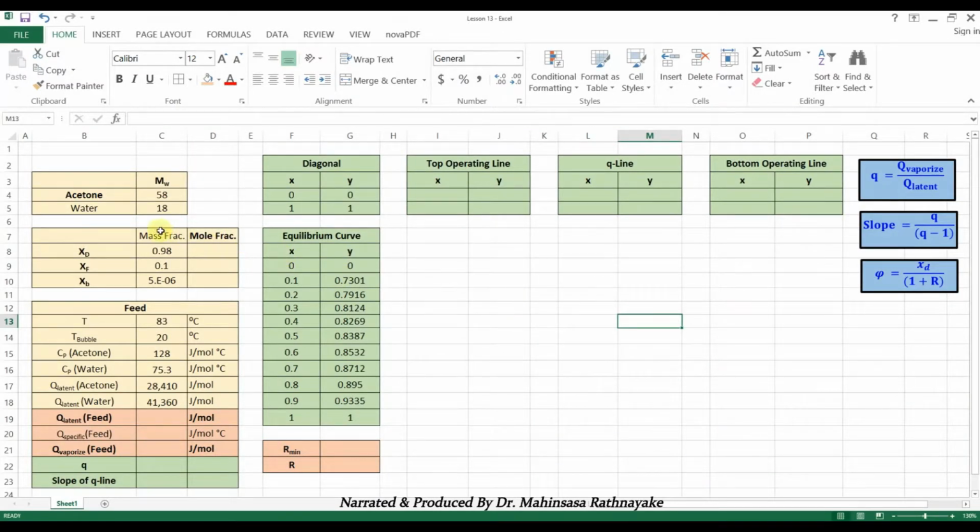So we have entered the given data for the feed, top and bottom mass fractions. First we have to convert the mass fractions into mole fractions. We can assume that the aqueous solution contains acetone and water only. So taking the molecular weight of acetone as 58 and water as 18, we can calculate the acetone mole fractions in the feed stream, that is XF, top stream, that is XD, and bottom stream, that is XB.